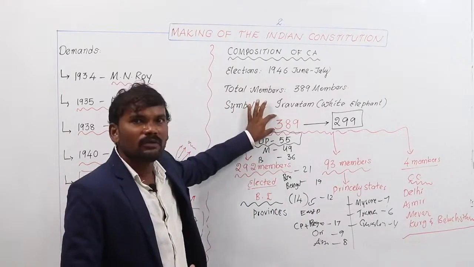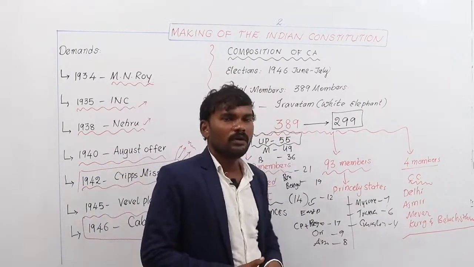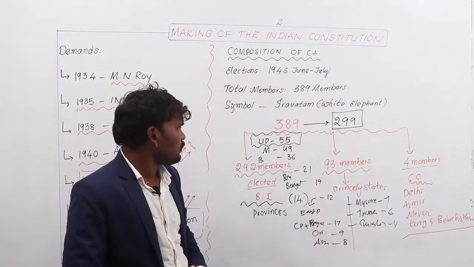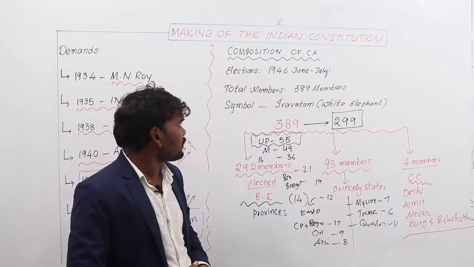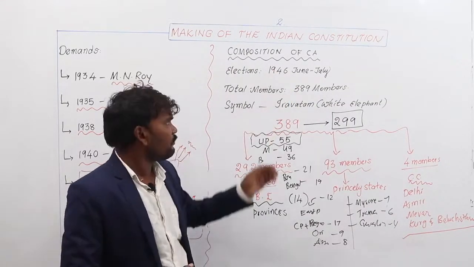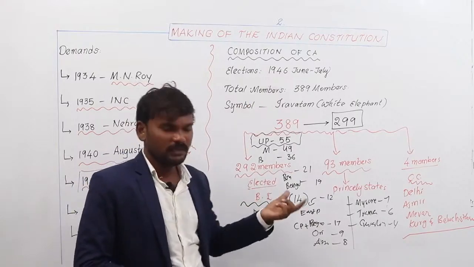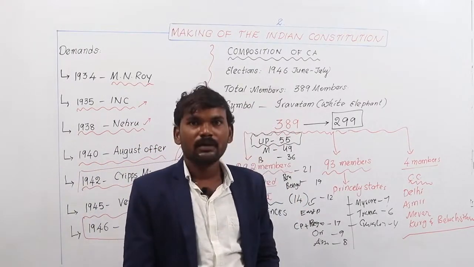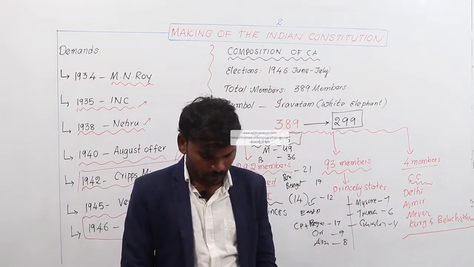So remember that the composition of the Indian Constituent Assembly was 389 actually, but the number came down to 299 when the Muslim League Party quit. This is the composition of the Indian Constituent Assembly. The general elections were held in June and July 1946 with the symbol of the white elephant. Every member represents 10 lakh population from any princely state or any presidency.